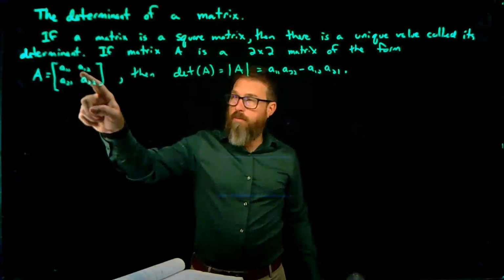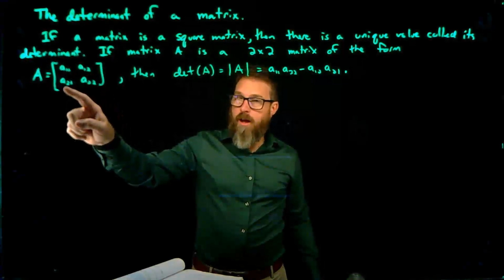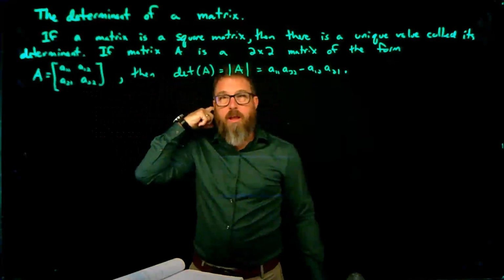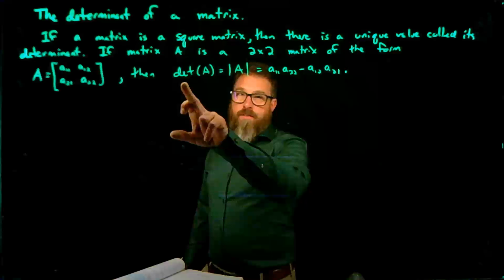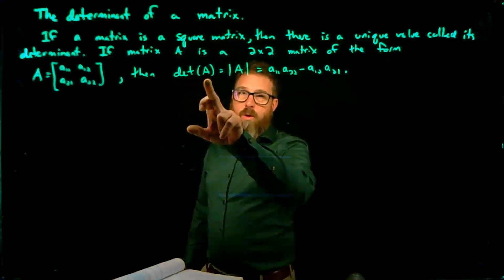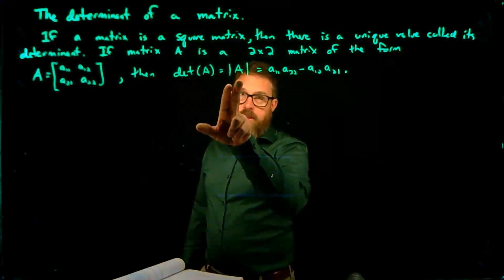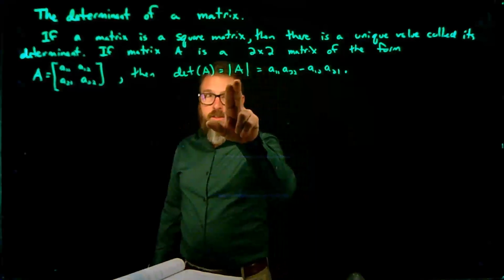Now, if matrix A is a 2x2 matrix of the form here: element in the first row, first column, first row, second column, second row, first column, second row, second column. Then the determinant of A can be written as det A, or sometimes with an absolute value sign notation of A. So this says determinant of A, this says determinant of A.